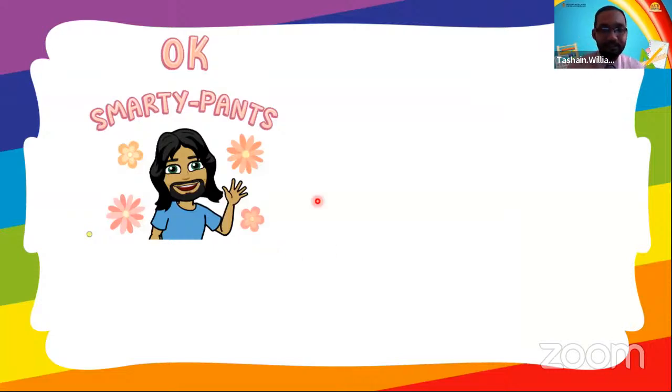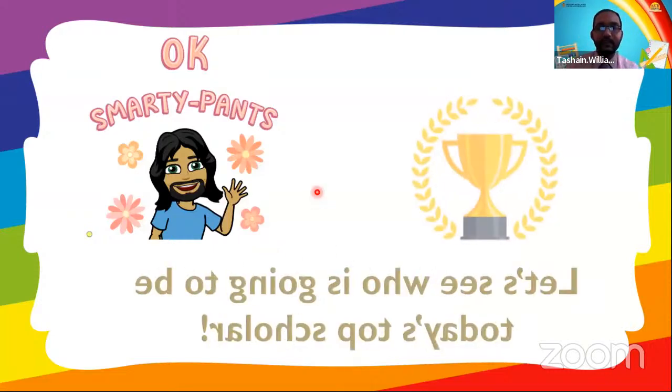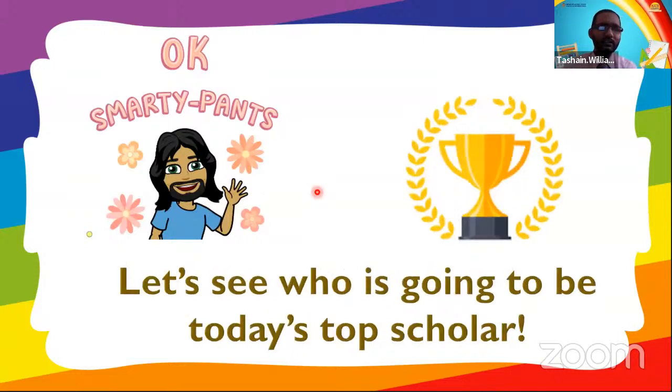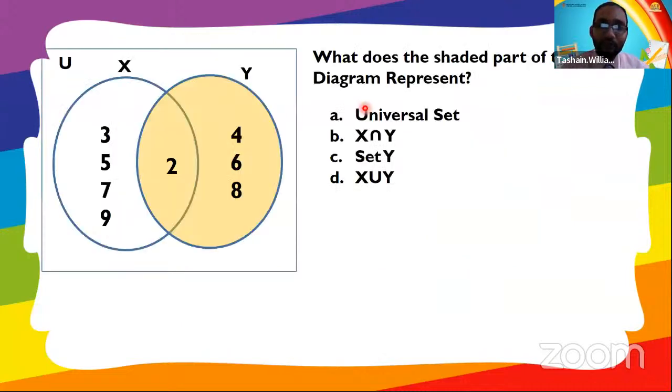Okay, smart pants. Let's see who is going to be the top scholar today. I want you to take note of this, boys and girls. Big question coming up. Now, what does the shaded part of the Venn diagram here represent? So my Venn diagram is to the left of your screen.